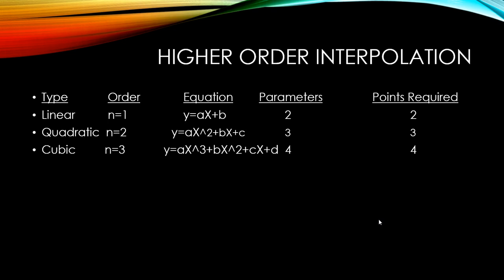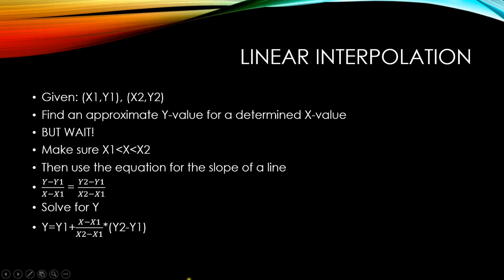Now, the equation for linear is y equals ax plus b. We all know that. So that means there are 2 parameters, which also means that there are 2 points required to solve your system of equations. And if we go back to the last slide, you get y equals y1 in that equation.